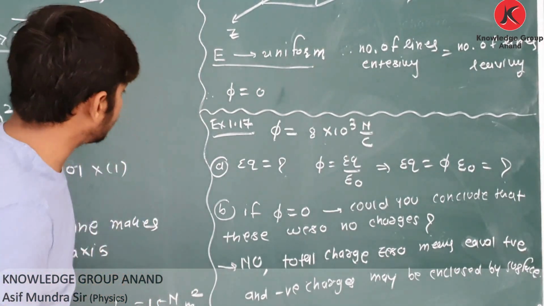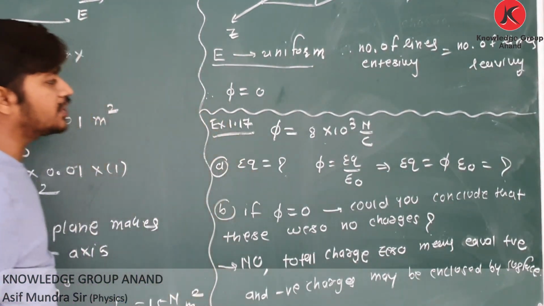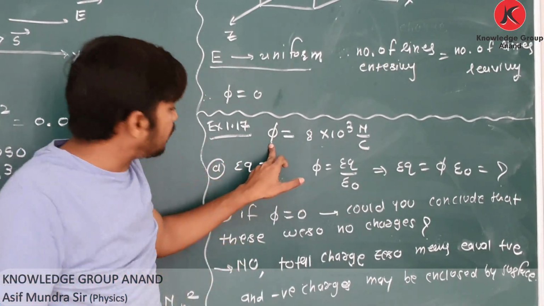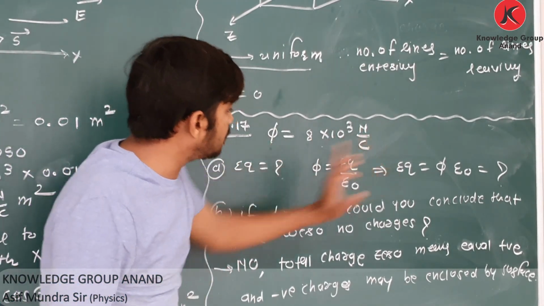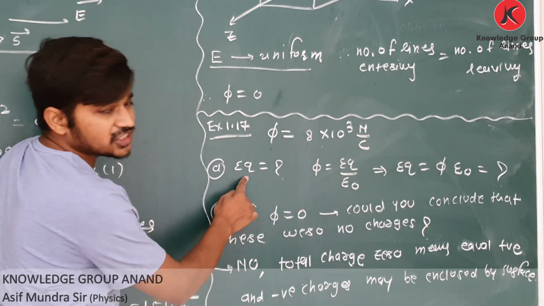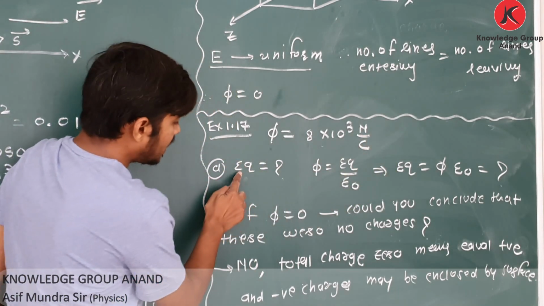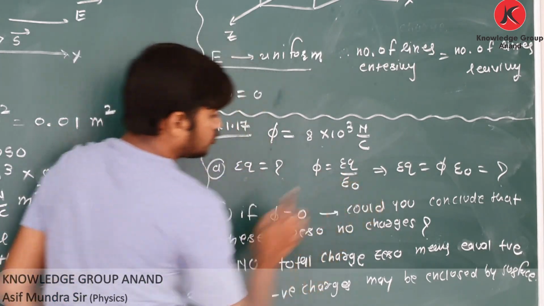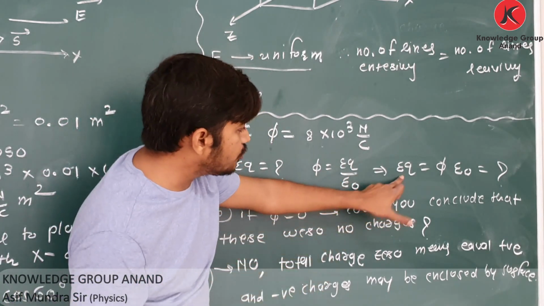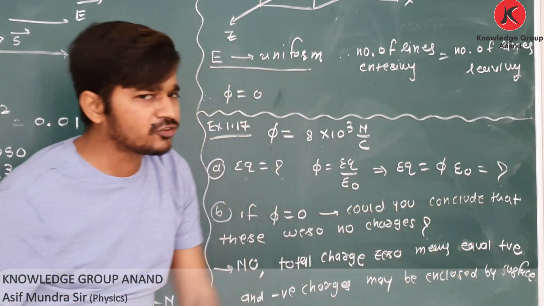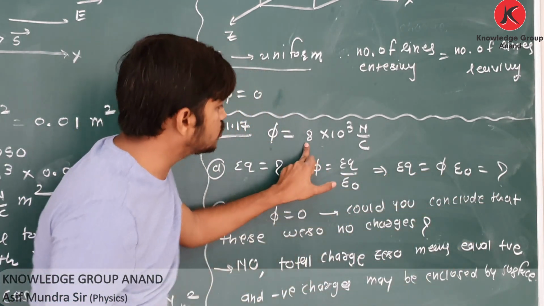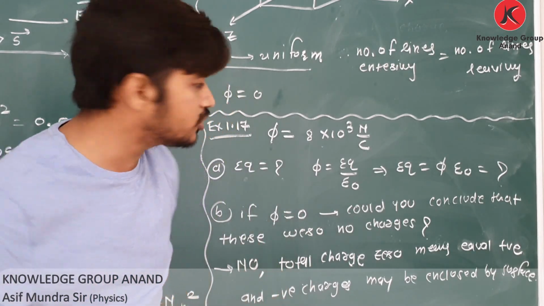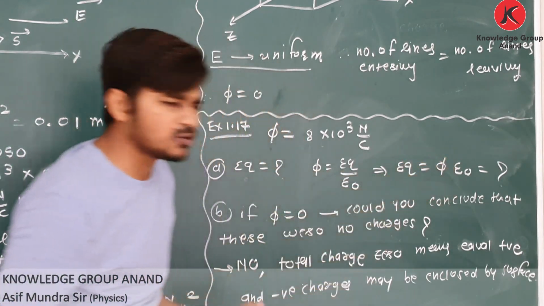Clear? Now the last question, exercise 1.17. You are given that the flux passing through a surface is 8 into 10 raised to 3 Newton per Coulomb. You have to find the charge enclosed by the surface with the help of Gauss law. Phi is equal to sigma q upon epsilon 0, then sigma q is equal to phi epsilon 0. You can easily calculate. Phi is equal to 8 into 10 raised to 3, and epsilon 0 is equal to 8.85 into 10 raised to minus 12. You know that. It is your homework, you just have to calculate.